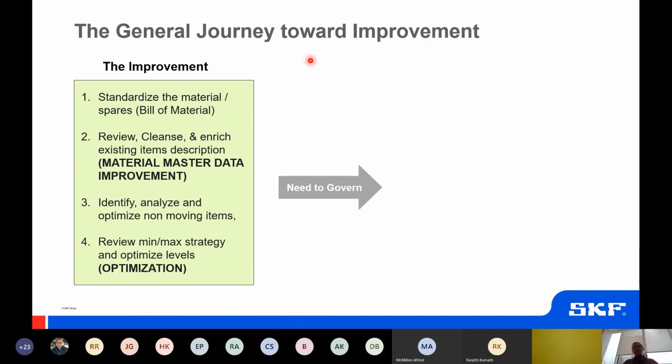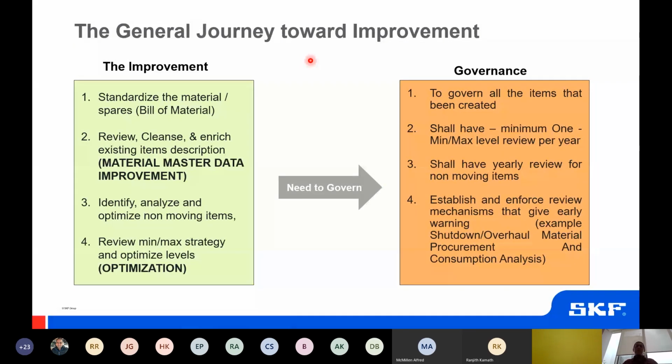But don't forget, this improvement needs to be governed, and this is a governance area that you also need to consider, for example, to govern all the items that are created. A few organizations have done material master data improvement by themselves, but they forgot to govern all the items in a structured, process way. So after 2 years, after they cleansed the material, the duplication and the obsolescence come back again to fill up their material master.